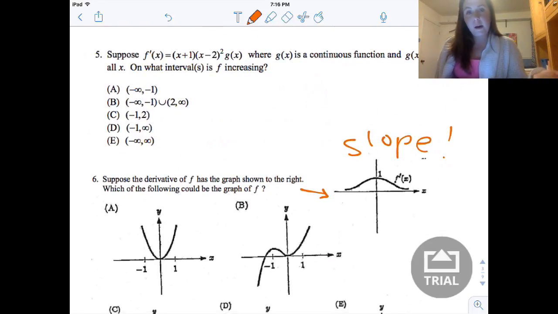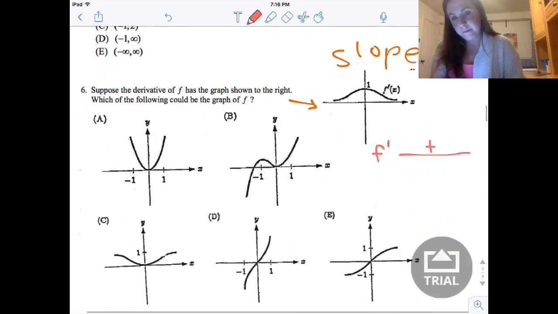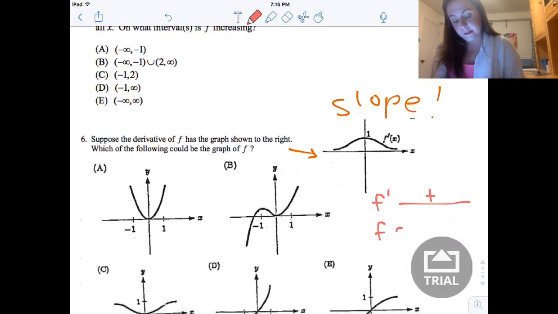So I know a couple things about my slope. Number one, if I wanted to make a sign chart for this, f prime, I could look at this slope and say, well, where does it equal 0? It never does. This slope never equals 0. So this would be positive the whole time. So I know that f always has a positive slope.